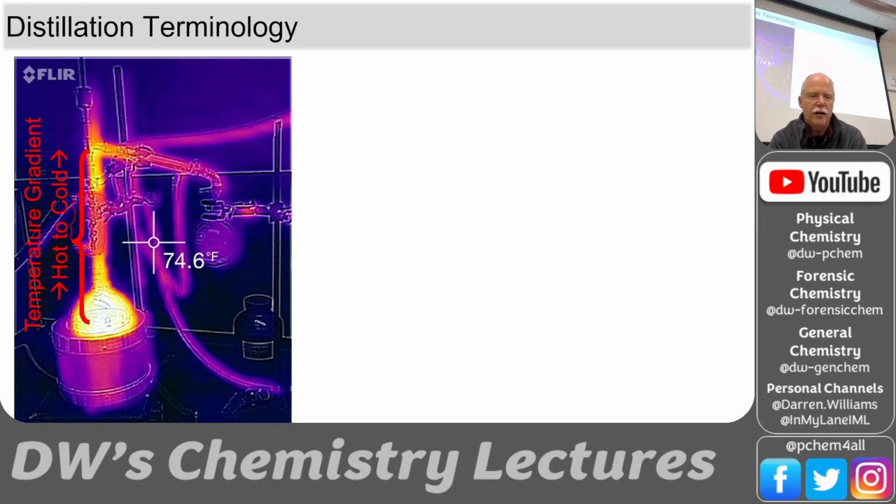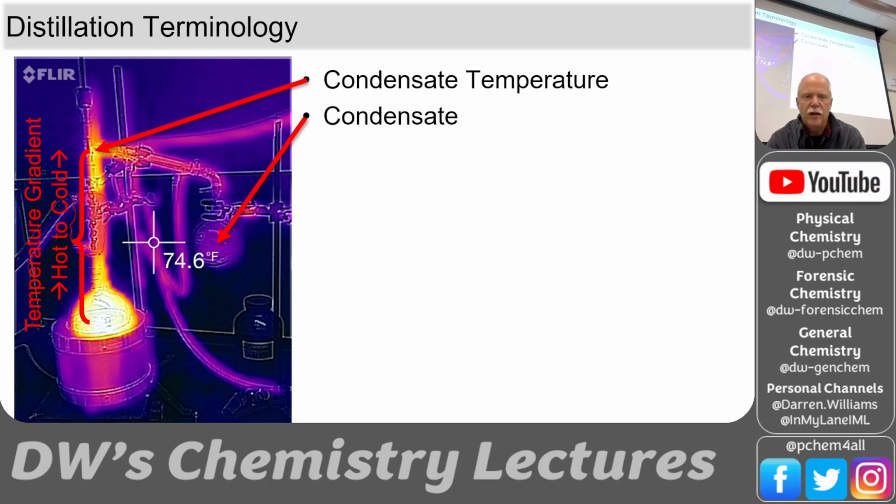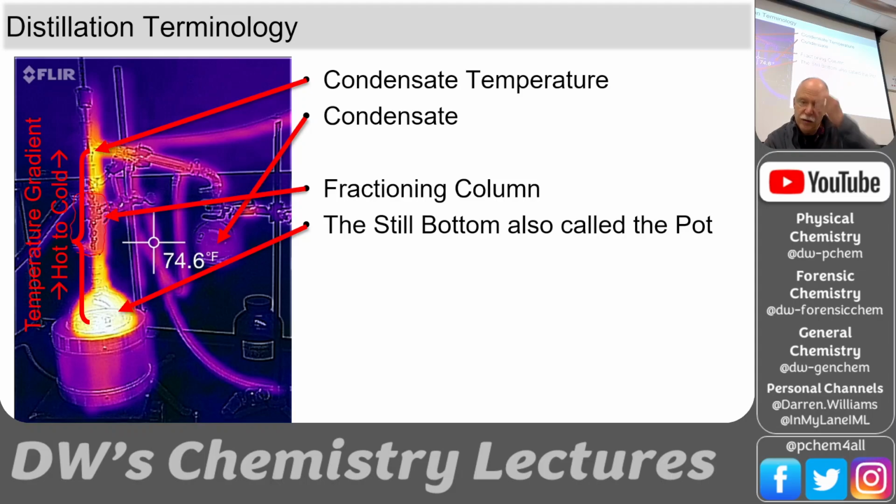But it's hot down here. It's the pot down at the bottom, and then the condensate temperature at the top. And then we collect that condensate. This is the fractionating column, and that's the still bottom, also called the pot. Okay. So we need to know these terminologies because I'll be asking you what's in the pot, what's in the still bottom after distillation, what's in the collection flask. Okay. What temperatures would you have here?